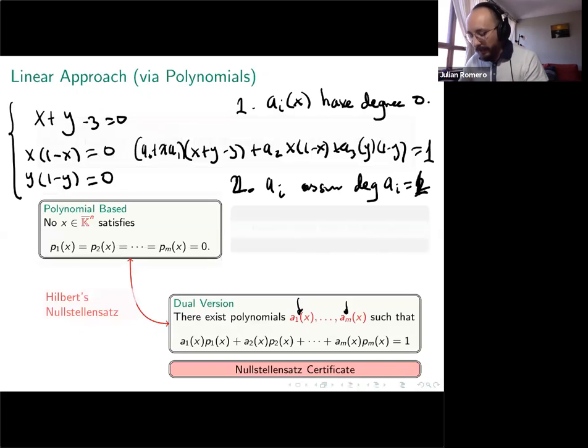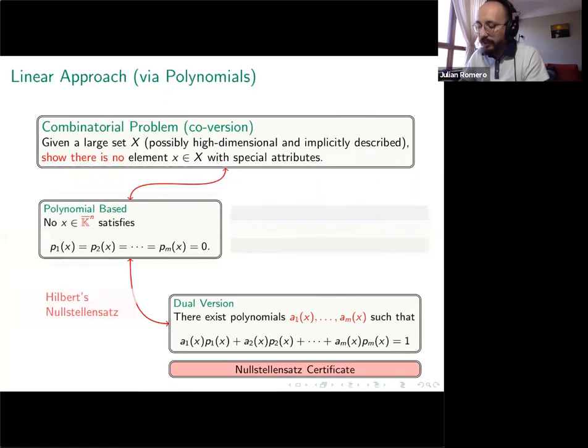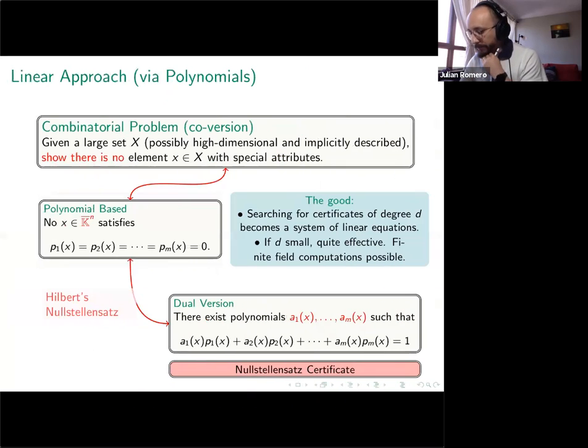And then we know by the Nullstellensatz that these certificates must exist, right? This gives us a way to use systems of linear equations to actually verify that the polynomial system doesn't have any solution. And I'm showing that there is no element in the combinatorial problem that I'm going to find, right?